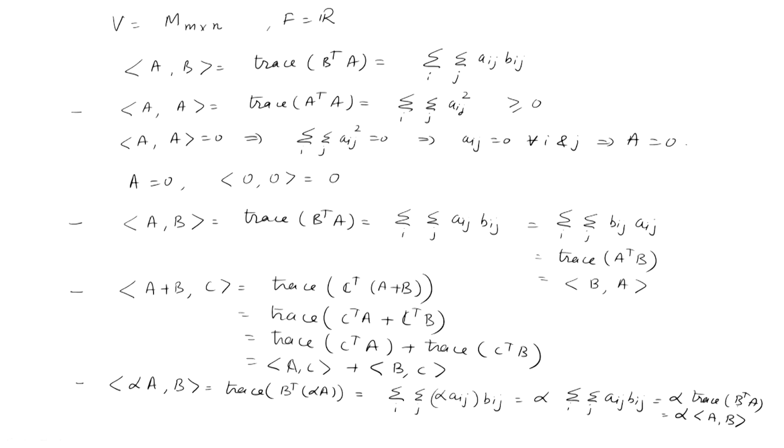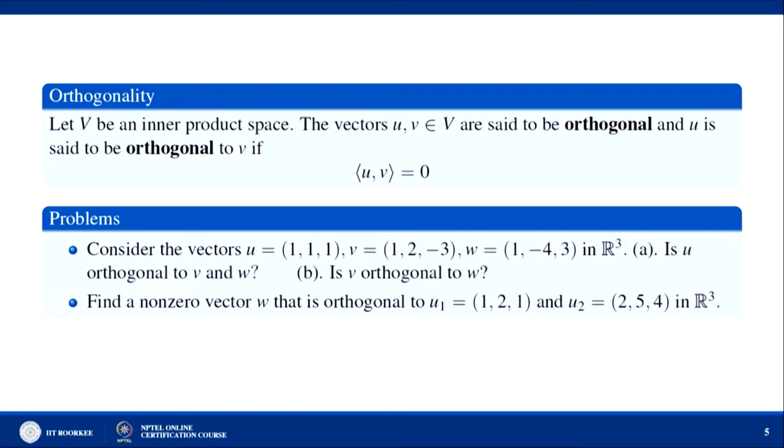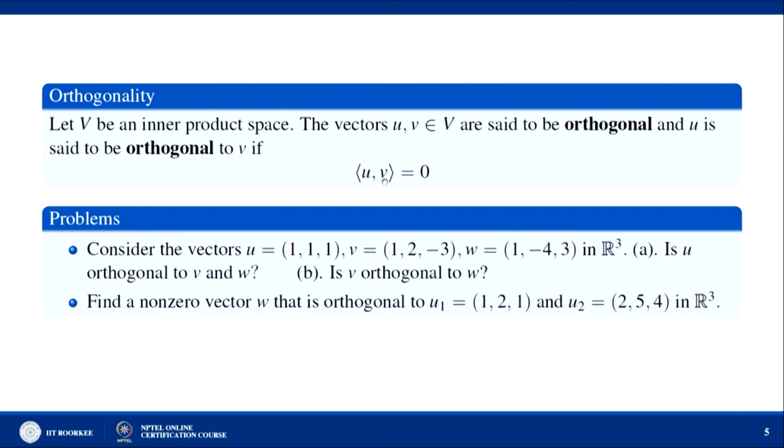So, hence we can say that all the 4 properties hold over this definition, that means this defines an inner product for this vector space over this field. So, these are a few examples of inner product. Now, when can we say that two vectors are orthogonal? Two vectors are said to be orthogonal if the inner product between them is 0, then we say that u and v are orthogonal.